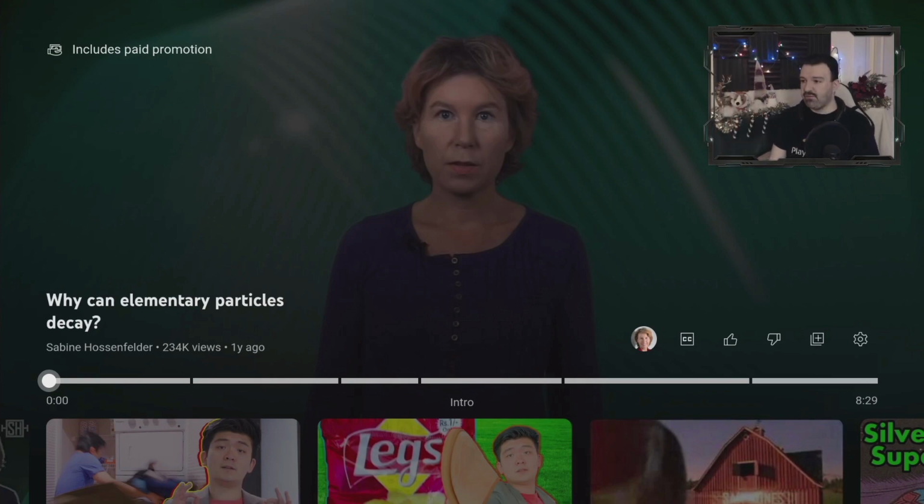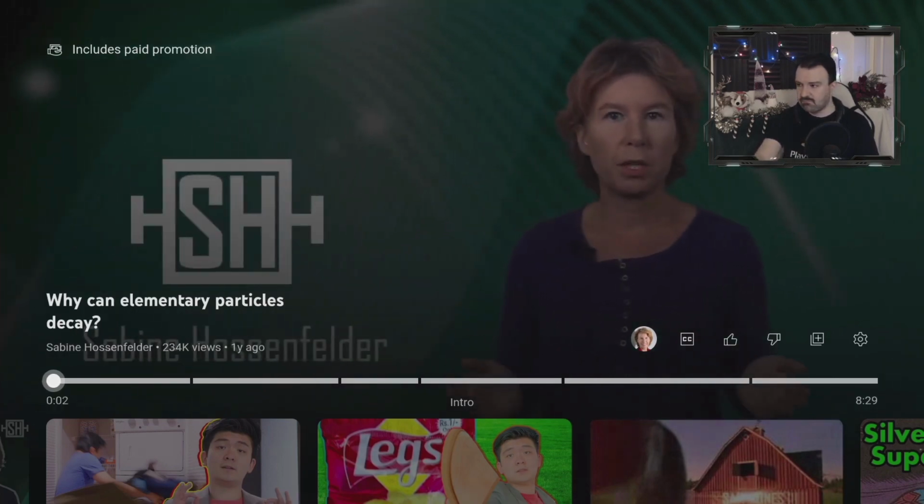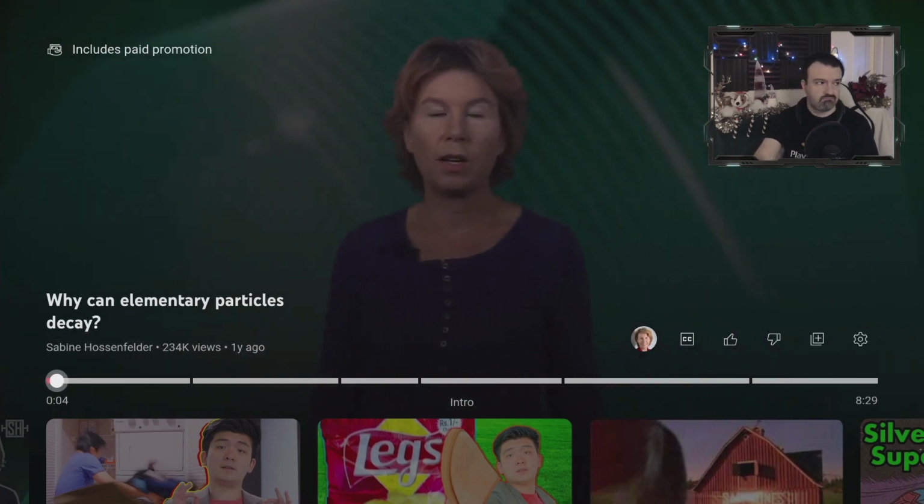The first video is, why can elementary particles decay? Physicists have so far discovered 25 elementary particles that, for all we currently know, aren't made up of anything else. Most of those particles are unstable, and they'll decay to lighter particles within fractions of a second. But how can it possibly be that a particle which decays is elementary? If it decays, doesn't this mean it was made up of something else?